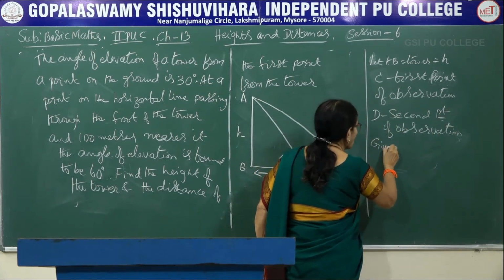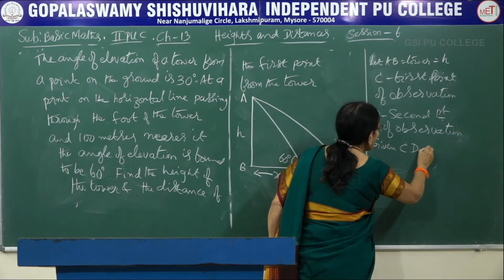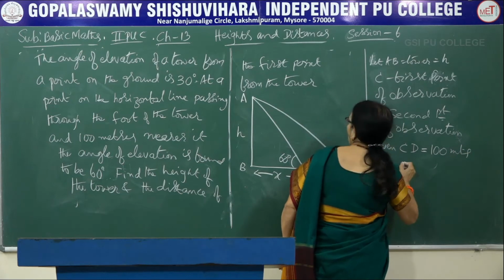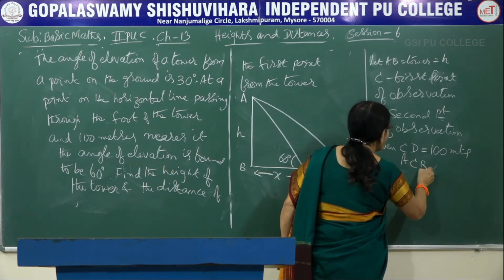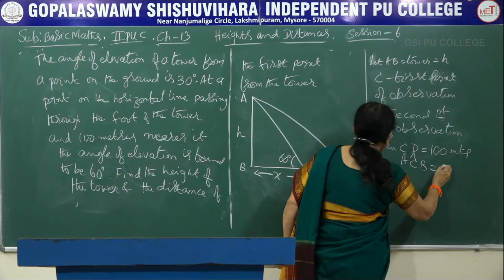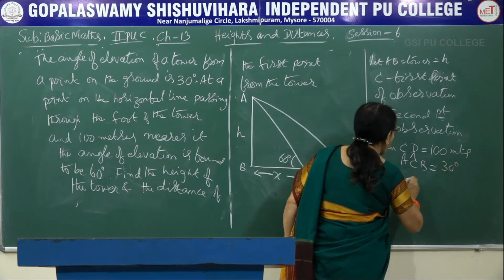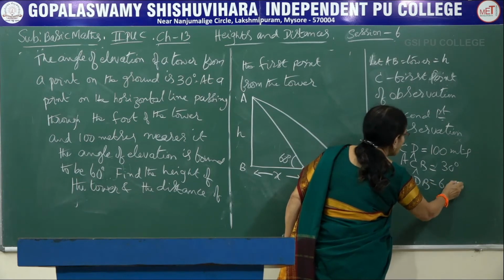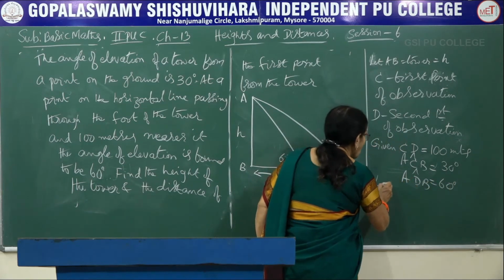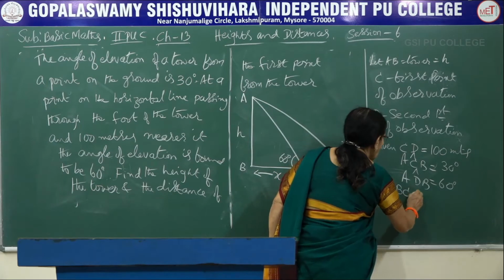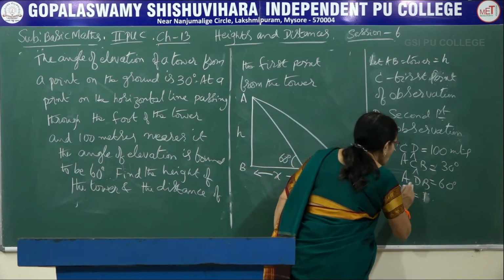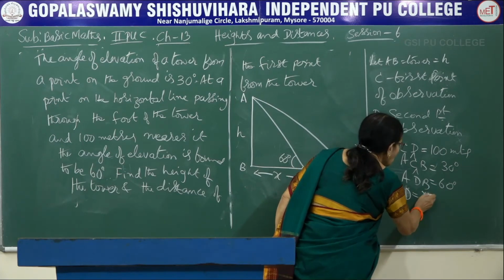Now you write the data. Given CD equal to 100 meters. Angle ACB is equal to 30 degrees. Angle ADB is equal to 60 degrees. And one more thing we have denoted: let BD be equal to x.